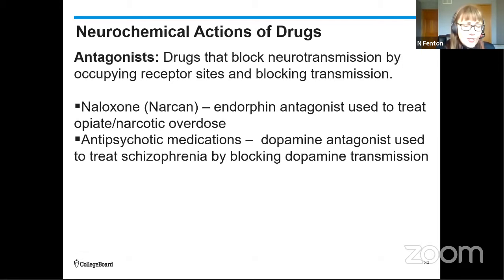Antipsychotic medications are not drugs of abuse. You can also look at a drug like Narcan. This is an endorphin antagonist that's used to treat overdose. So this drug counters the effects of an opioid overdose, something like a morphine or heroin overdose, by blocking the receptor sites and not letting those opiates, not letting that heroin stimulate the cell. During an overdose, opioids depress the respiratory system, and this is going to prevent that from happening.